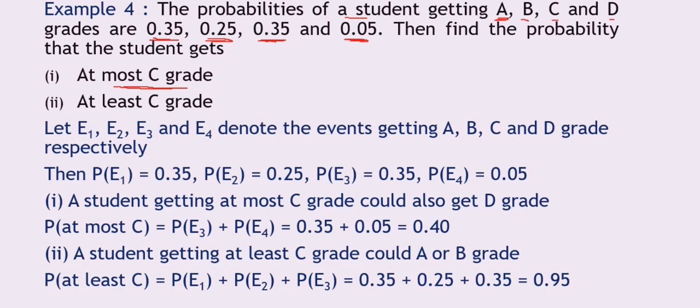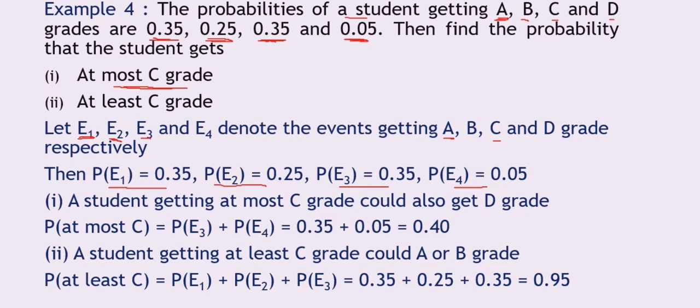So what we have done here, we have called getting an A grade the event E1. The probability of E1 was how much? 0.35. Getting a B grade is the event I called E2. So the probability of E2 is 0.25. Getting a C grade, I have called E3. So the probability of getting a C grade is again 0.35, and E4 is getting a D grade, which is 0.05.